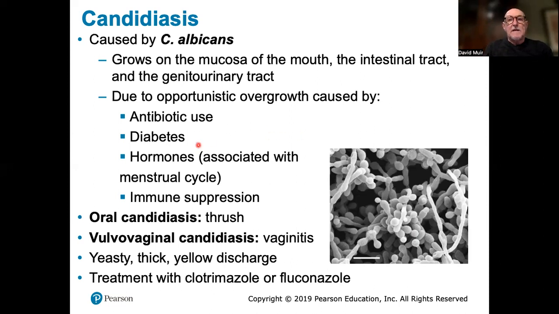And it can also be attributed to other causes. In women, it may very often be associated with hormonal changes during the menstrual cycle. And it is absolutely a characteristic of immune suppression in people such as people suffering from AIDS, or burn patients, or people under chemotherapy. In women it produces a yeasty, thick yellow discharge, but in oral thrush, it produces an intense itching and irritation of the mouth and of the mucosa. Again, it can be treated with antifungals such as clotrimazole, fluconazole, these sorts of things.